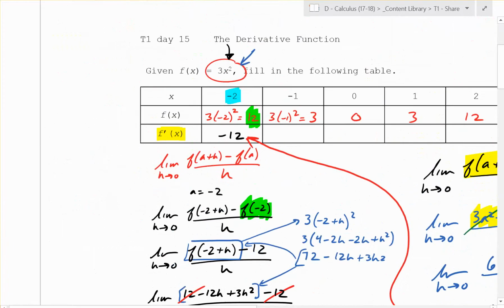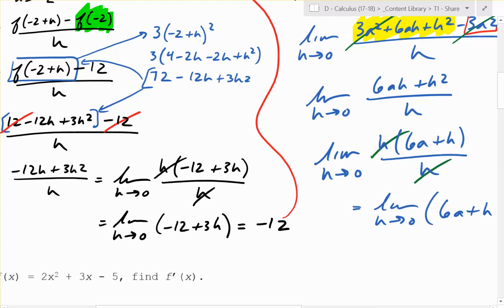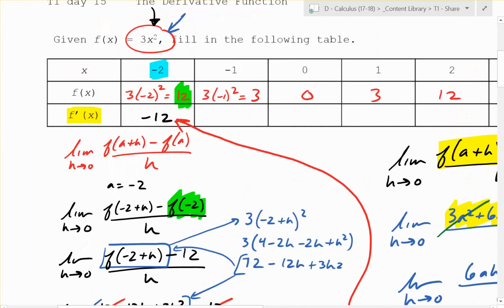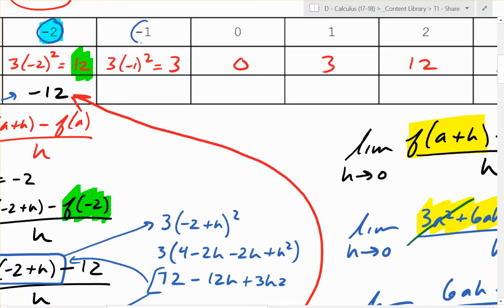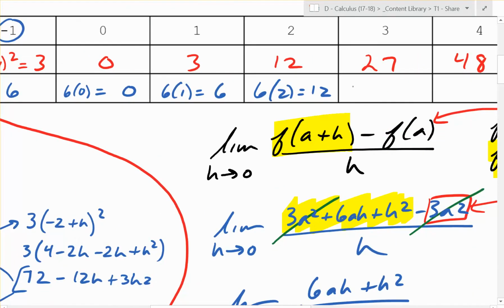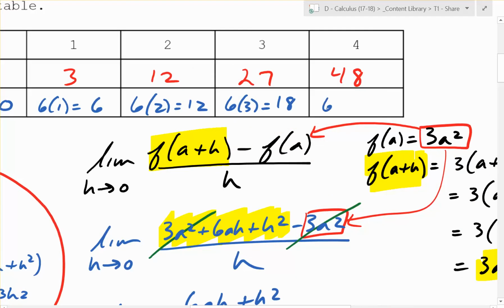Let's go back and look at this one. We did all that work before to find out that the instantaneous rate of change was negative 12. Well, what is 6 times negative 2? Well, it's negative 12. So this tells us that if the a value is negative 1, the instantaneous rate of change is going to be negative 6. Well, what's 6 times 0? Well, that's 0. 6 times 1 is 6. 6 times 2 is 12. And 6 times 3 is 18. And 6 times 4 is 24.